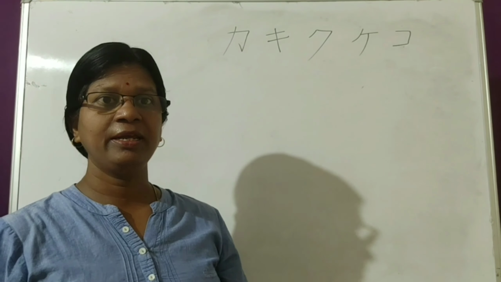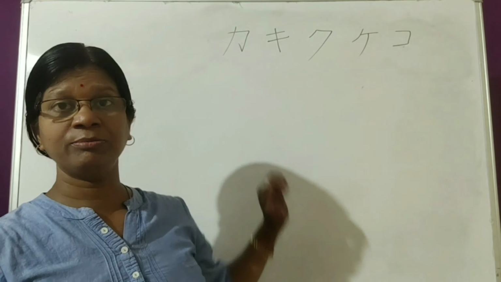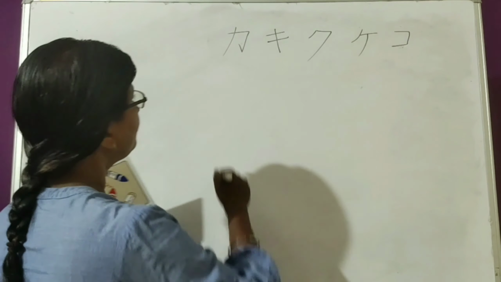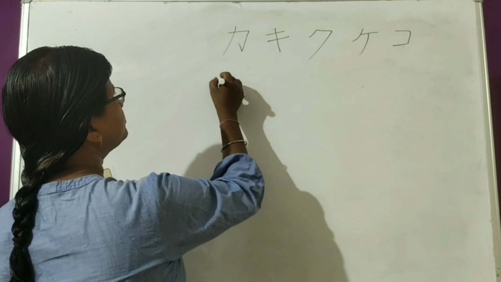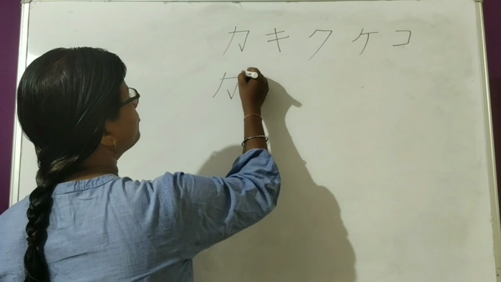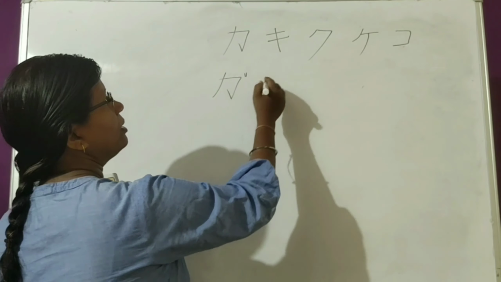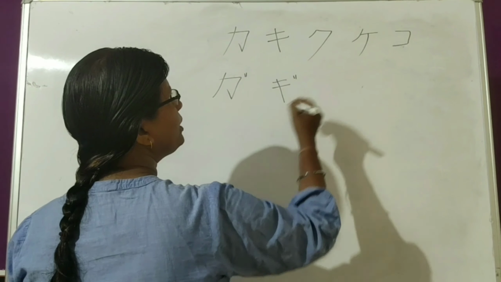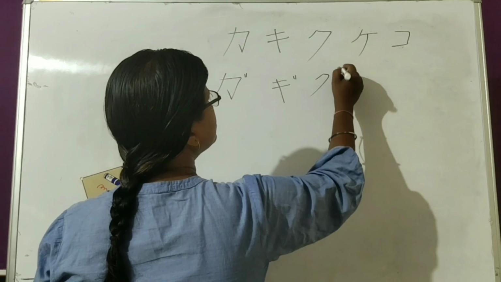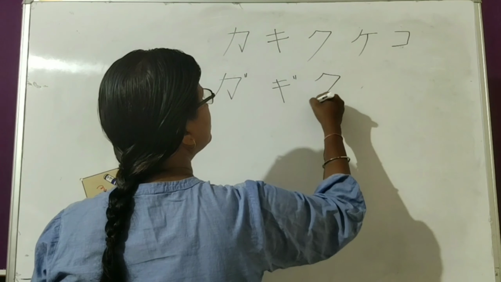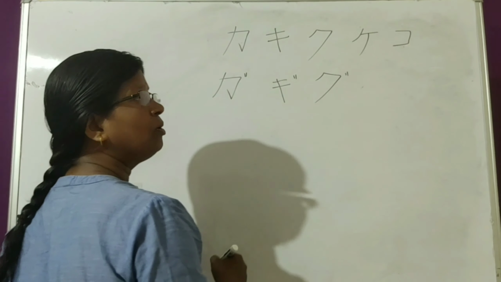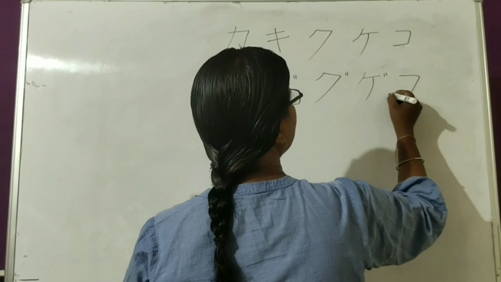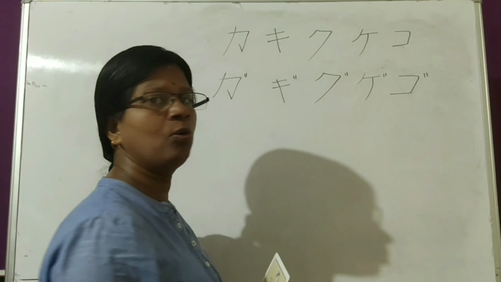As we learn in hiragana, in this line we have voice mark alphabet. Exactly in katakana also we have same. Like when we have voice mark in ka, it changes to ga. Here also ki changes to gi. Ku changes to gu. Ke changes to ge. Ko changes to go.